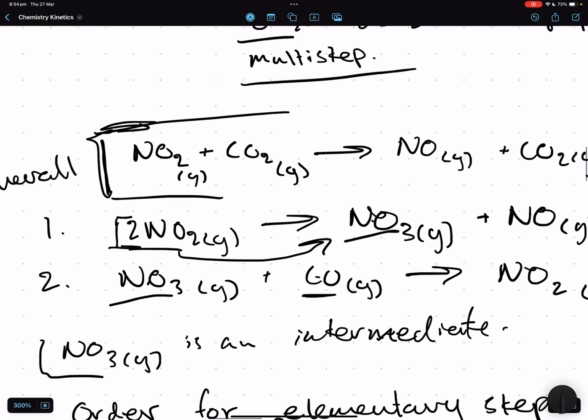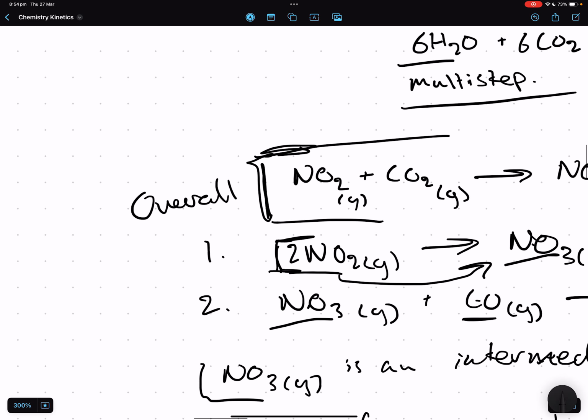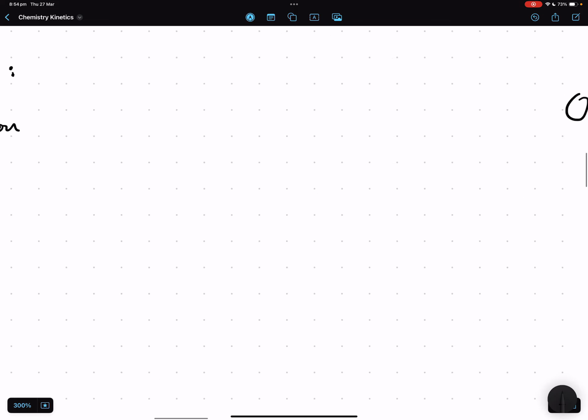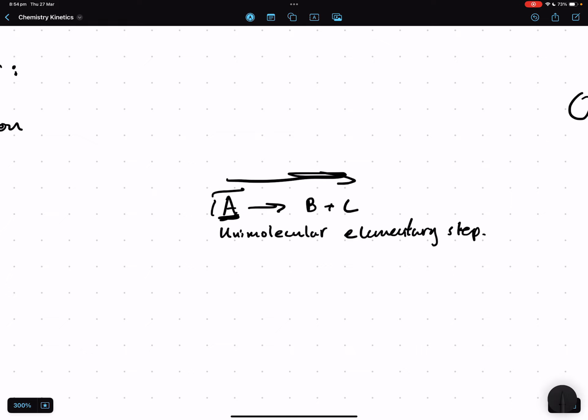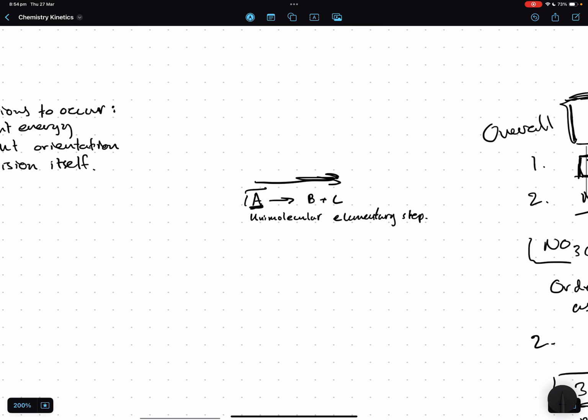Actually, this is dimolecular as well. My apologies, because it's two molecules forming together and then splitting apart, so this is also dimolecular. But if you had a single interaction where A goes to B plus C, then you have a unimolecular elementary step, and it just decomposes into B and C. That's just how it happens.